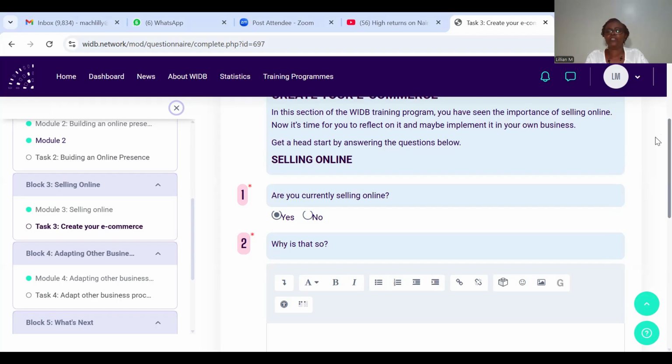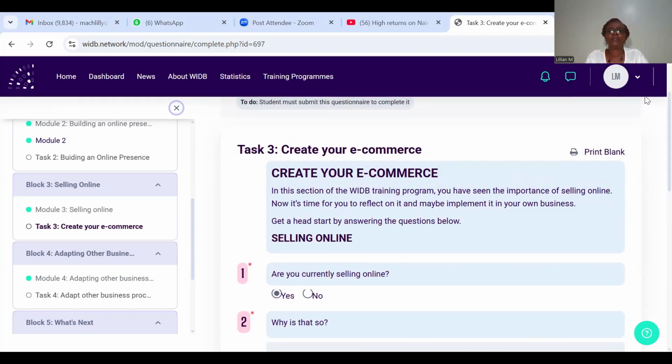Okay. So now this one is about creating. Task number 3 is to create your e-commerce. E-commerce here doesn't mean that you're creating an elaborate e-commerce website. It just means that you are taking your business online. So the first question is, are you currently selling online? Is there anybody in this class who is not yet selling anything online? Remember, WhatsApp, by the way, is selling online. So when you post things on your status, when you post things in marketplaces within WhatsApp, that is selling online.